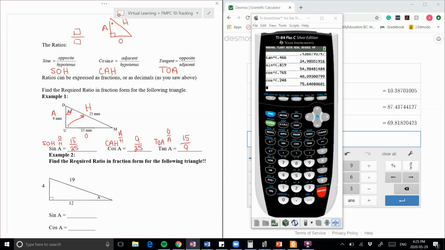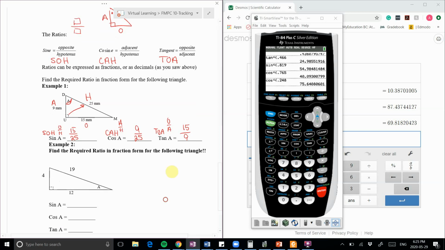Now, if you know all three sides, you can pick whichever ratio you want, right? Because we have all of the information we need. When it becomes a little trickier is when we only know two, and we have to pick the ratio which has the right information. We're going to talk about that next day.